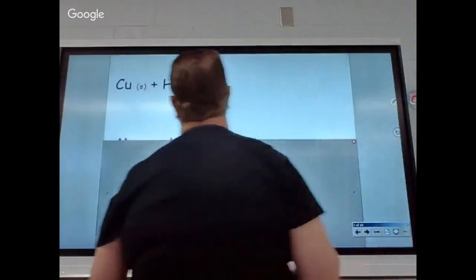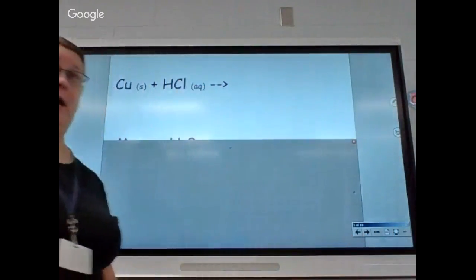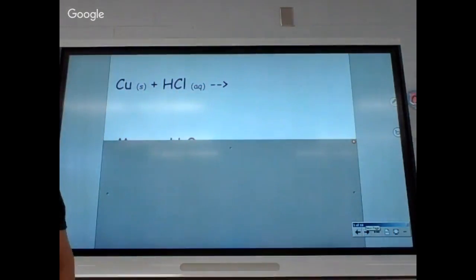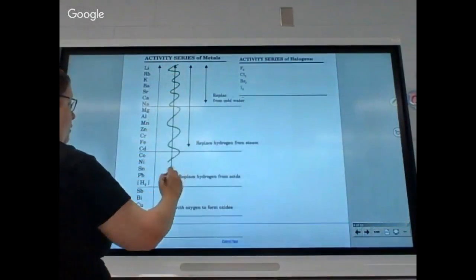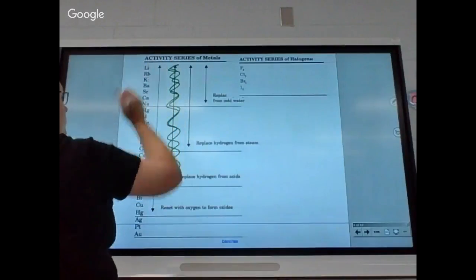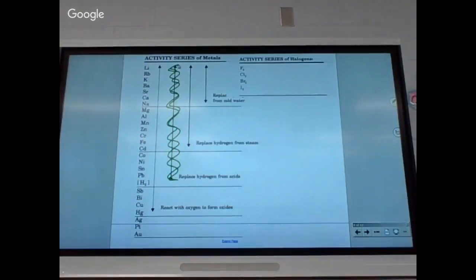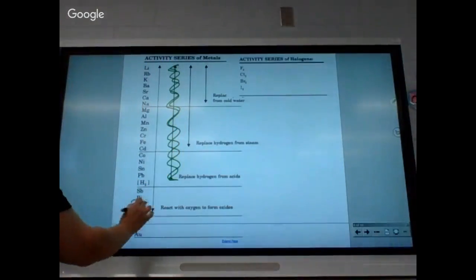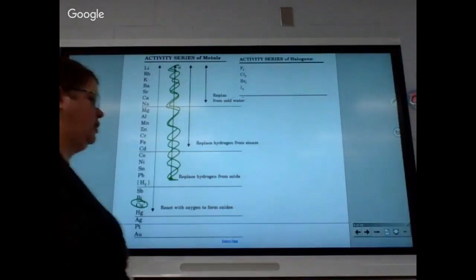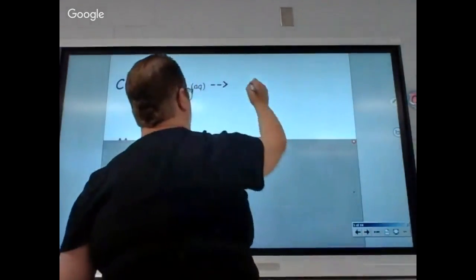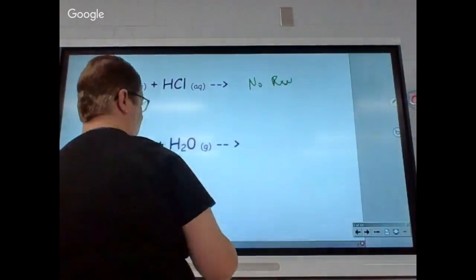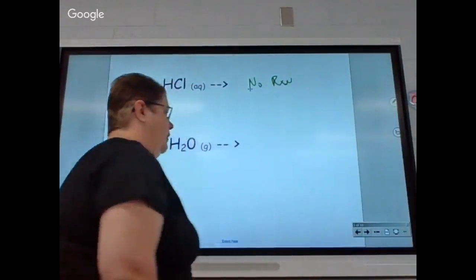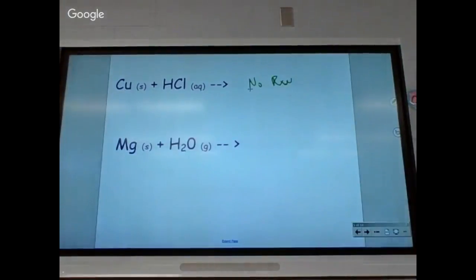Now, what if we had this equation? What's HCl? It's an acid. So that one would be this arrow right here. Is copper in that range? Copper's down here. No. So you would say no reaction. All right. Now, this one we jumped over on Friday. So let's go back to it.